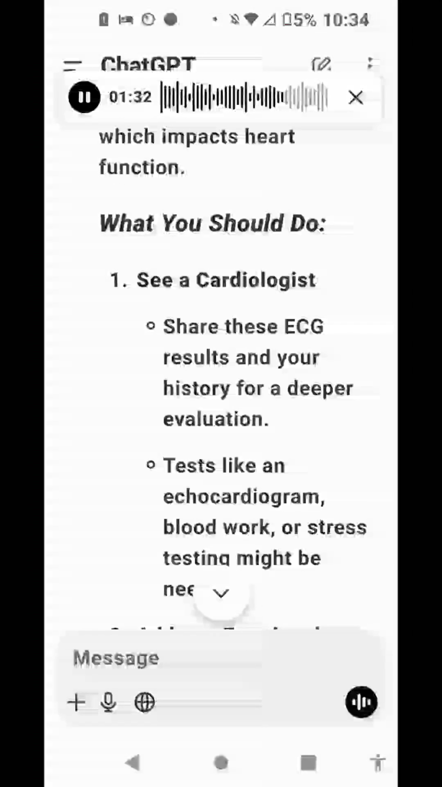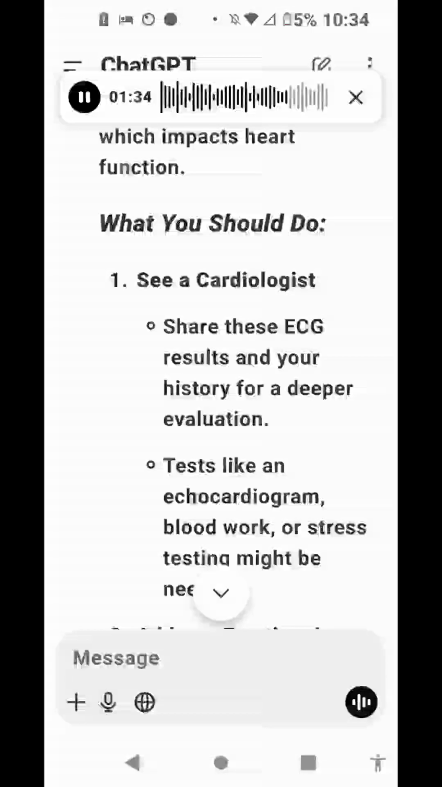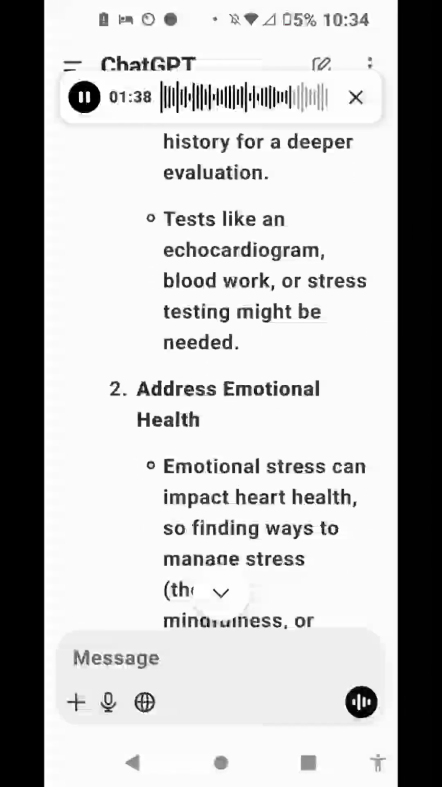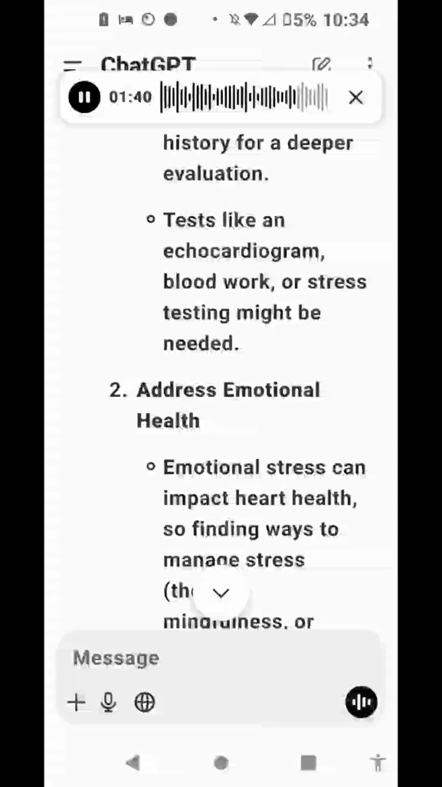What you should do. 1. See a cardiologist. Share these ECG results and your history for a deeper evaluation. Tests like an echocardiogram, blood work, or stress testing might be needed.